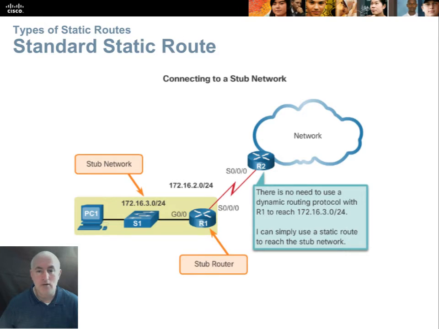A standard static route. There's your stub router, there's your stub network. So if we go into router 2, there's no need to use dynamic routing to talk to router one because there's only one way in and out. So why have router one, router two chew up bandwidth and CPU cycles maintaining a dynamic routing protocol that's always looking for better ways to get there when there is only one way? So instead, this would be a perfect situation to use a static route.